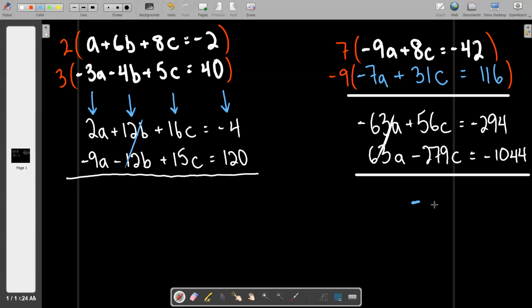I'm not going to write 82. I'm not going to write that either. Negative what? Yeah, I like that so much better. -223. And then -294 and -1044. It's just an addition problem with a negative sign on the front. So it's -1338.